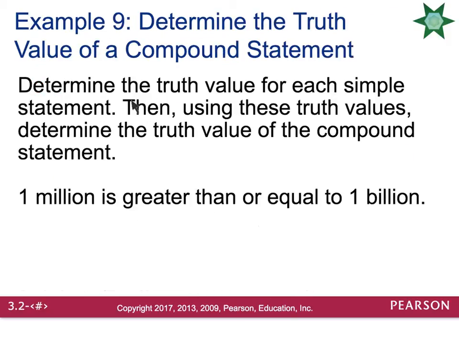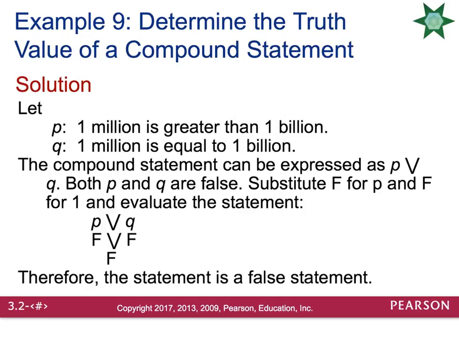Okay, let's look at an example using a word problem. Determine the truth value for each simple statement, then using these truth values, determine the truth value of the compound statement. So 1 million is greater than or equal to 1 billion. Now we're going to use statements that are affirmative for our simple statements. We'll never use a not in our simple statements because the negation will be the not. So make sure your simple statements are always affirmative. In this case, it's pretty obvious. Okay, but maybe coming up with these statements is not obvious.